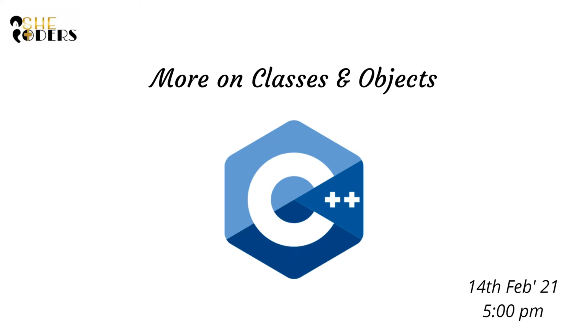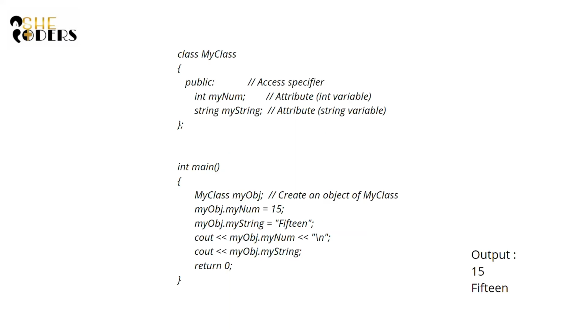Let's begin. In the last lecture, I completed up to objects. I introduced what objects are, and I showed you this example where there is a class, MyClass, and under the public access specifier, I have two data members, an integer value and a string. These are the two attributes, and I have assigned a few values in the main function by creating an object of my class, and I have shown you the output. The output will be 15, and in words it will be 15.